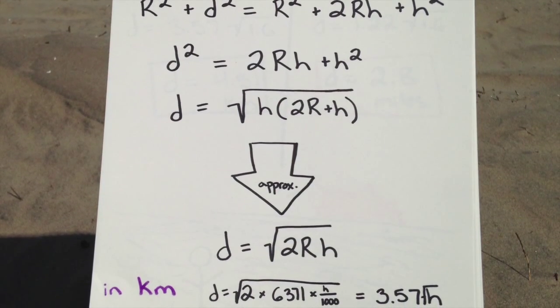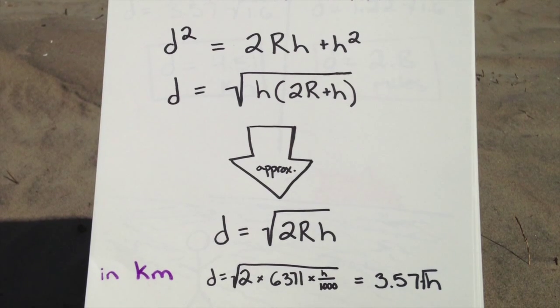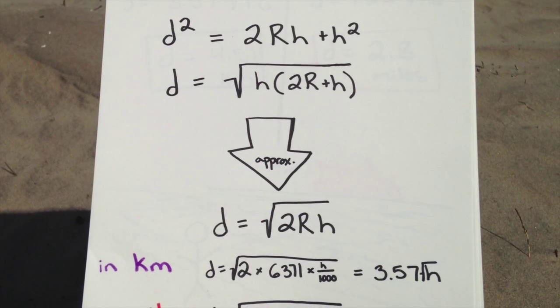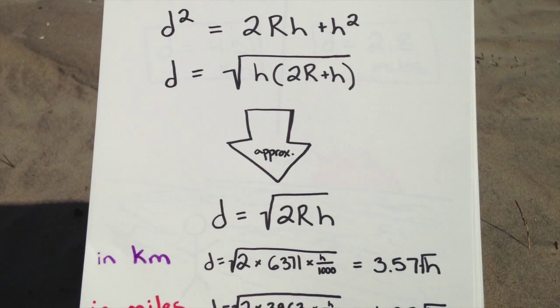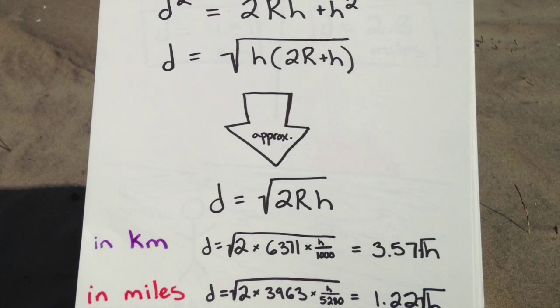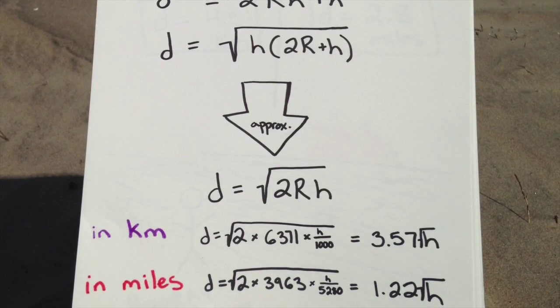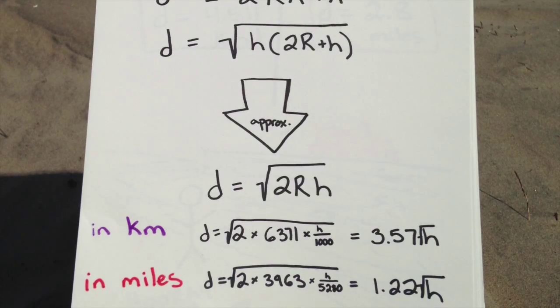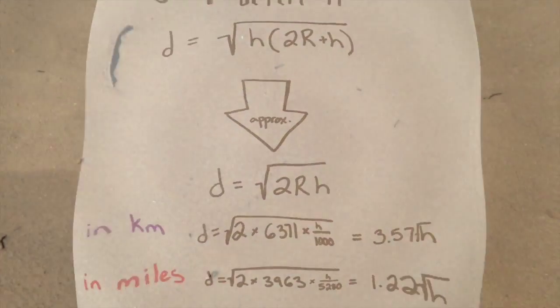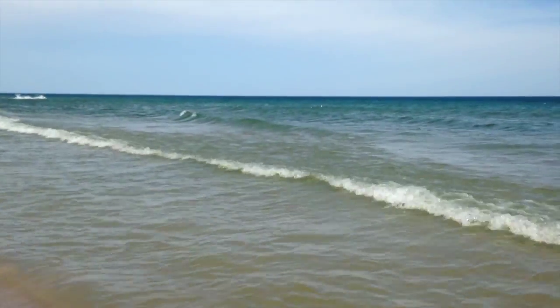The radius of the Earth is approximately 6,371 kilometers, or 3,963 miles. By using this information, we find that the distance of the horizon is 3.57 times the square root of h in kilometers and 1.22 times the square root of h in miles. So now we have a simple formula to calculate the distance of the horizon. All you need is the height of your eye line, which includes any additional elevation.